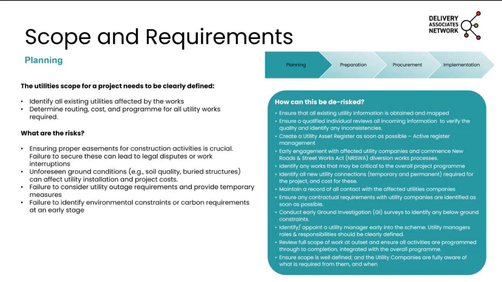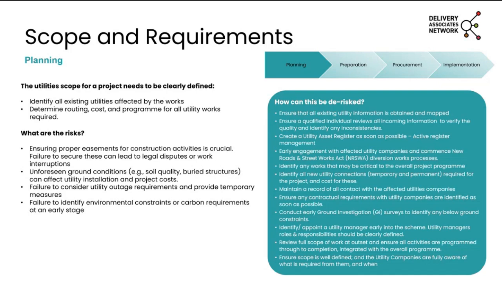So initially starting off with the planning stage, the first element is making sure that you know exactly what you're doing and that your scope is very, very clearly defined. First step of that is to identify all of the existing utilities that are affected by the works. I'll move on shortly to go about the best way of doing that, again, drawing on previous experience.